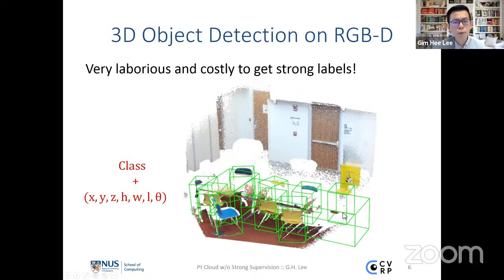And it is a very laborious and costly task to get the strong labels. Imagine that you have to get the labelers to manually place all these tightest bounding boxes, and also to identify the 3D objects that are in the scene, given this point cloud. It's very difficult for non-trained eyes to even detect where these objects are, not to mention placing the bounding boxes correctly around these objects in the point cloud.